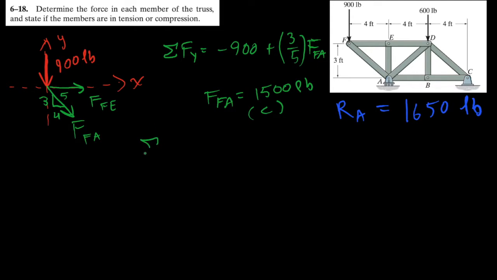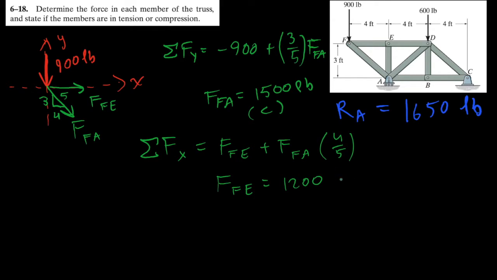Now let's do the same for the summation of forces in the x direction. The force in member FE plus the force in member FA times 4/5, and this will equal 0. So solving that equation, we have 1,200 pounds, and this is compressive. So actually, wait, this is tension. So using T to indicate tension. And let's box our answers here.